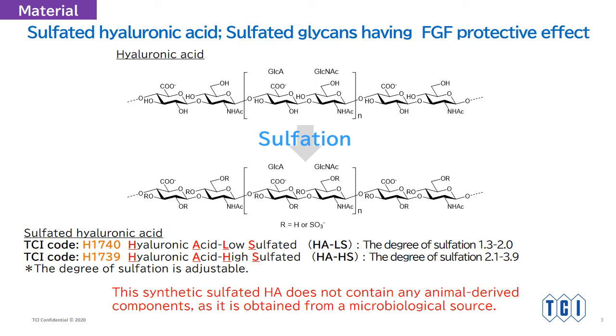We artificially synthesize sulfated glycans by sulfating hyaluronic acid. The degree of sulfation was controlled by adjusting the reaction. The number of sulfation sites ranged either from 1.3 to 2.0 and from 2.1 to 3.9 in disaccharide units, named hyaluronic acid low sulfated (HALS) and hyaluronic acid high sulfated (HAHS), respectively.